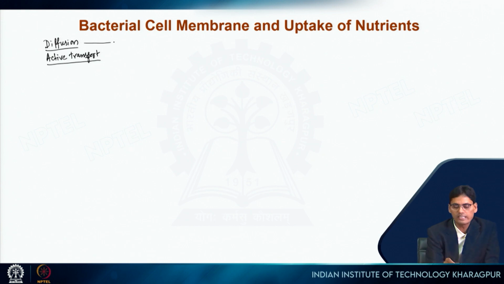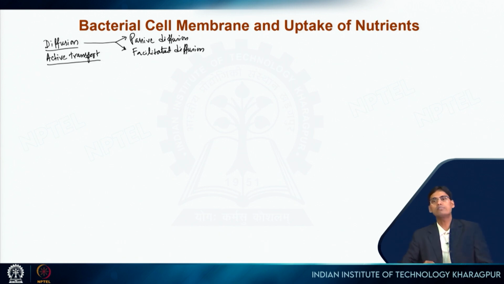So diffusion, particularly, here it can be passive diffusion and facilitated diffusion. Passive diffusion is only applicable for very selected materials. For example, carbon dioxide and oxygen gases, they are dissolved in solution and can go through passive diffusion inside the cell or outside the cell, right? So this is passive diffusion.